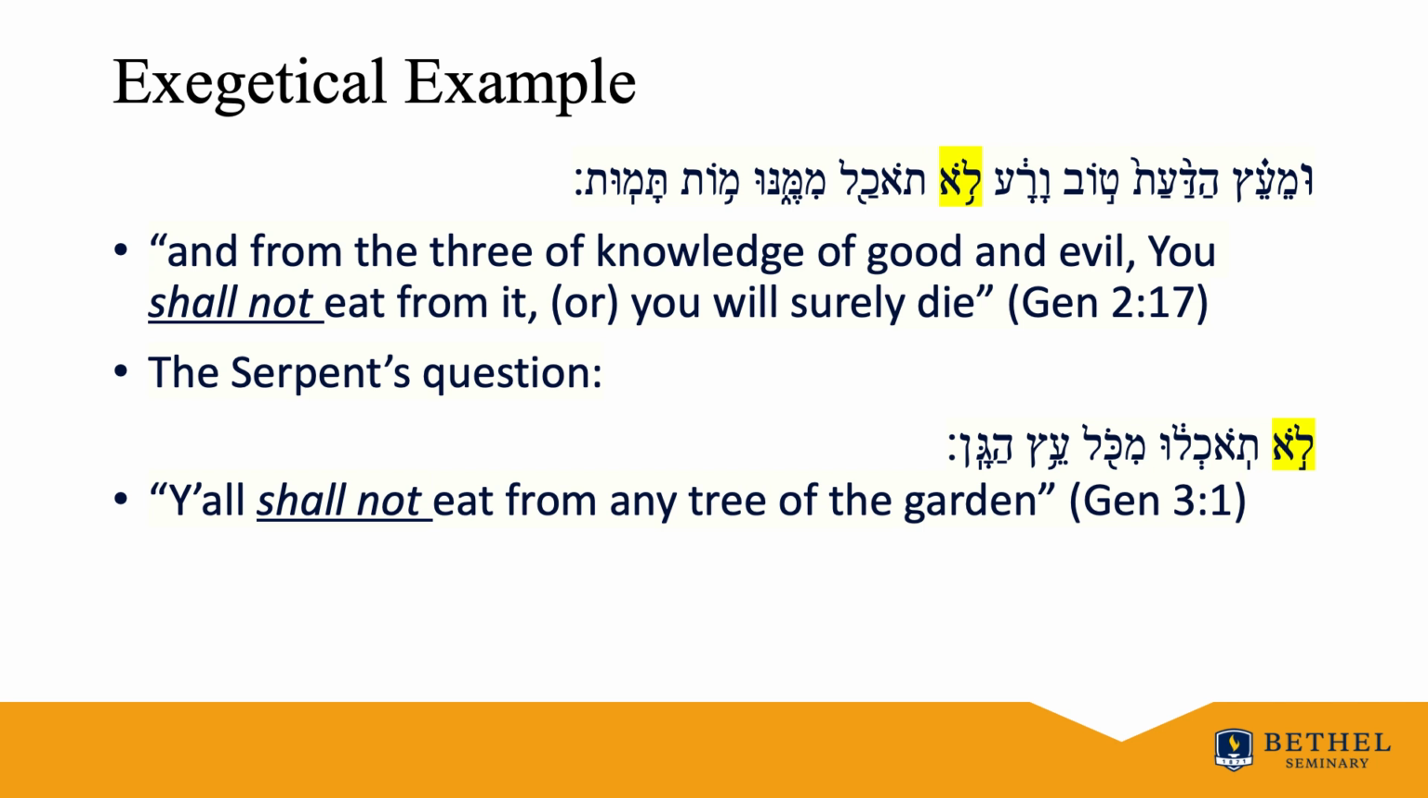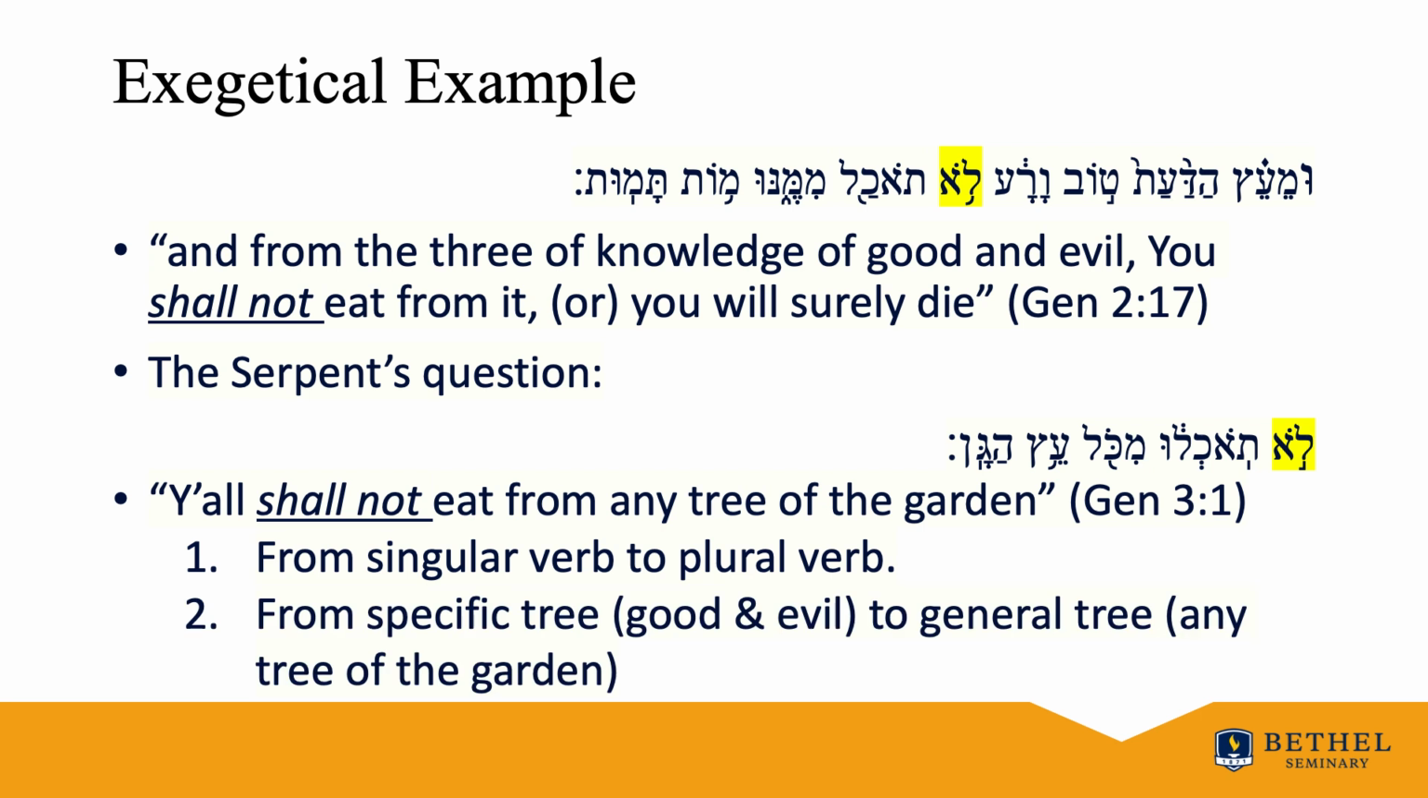You can see some minor changes here. You can see that it's the same verb akal, to eat, but when God said it, it was in the singular, and now when the serpent is saying it, it's in the plural form. And you can also see that according to the serpent, the question is it from any tree of the garden? Whereas when the Lord spoke, it was specifically referring to the tree of the knowledge of good and evil.